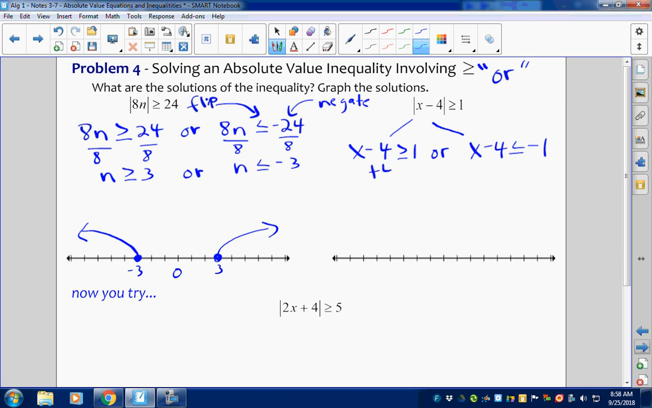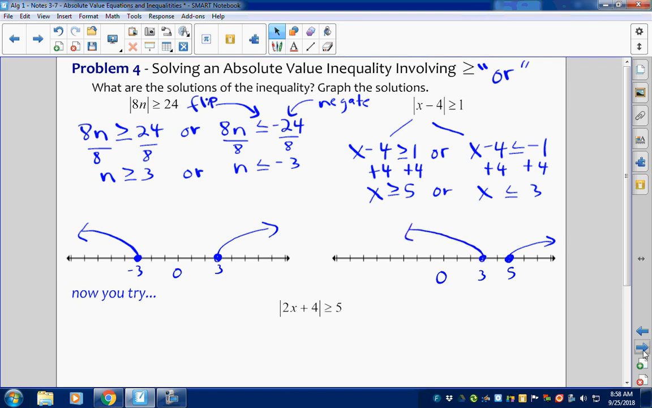Add 4 over, so x is greater than or equal to 5, or add 4, x is less than or equal to 3. So if I place 0 right here, 1, 2, 3 is here, 5 is here, and we are going greater than or equal to 5, or less than or equal to 3. So this is just like we saw last week with the compound inequality separated by an or. So remember, greater than is or, split it into two cases.